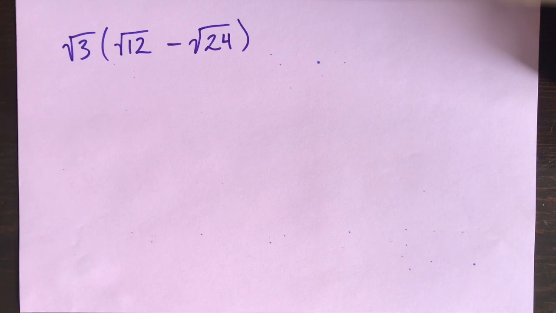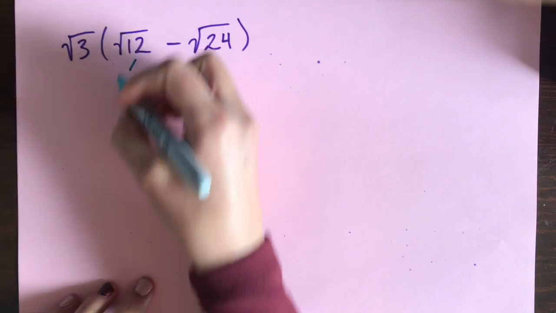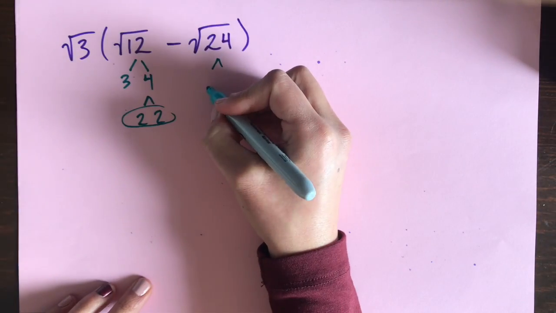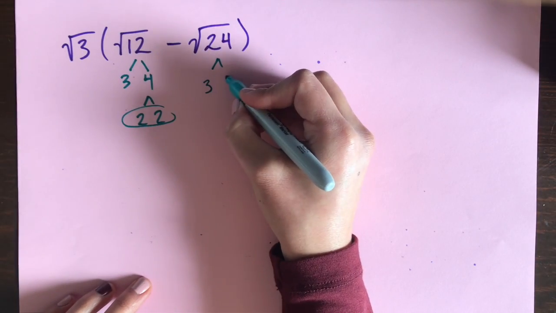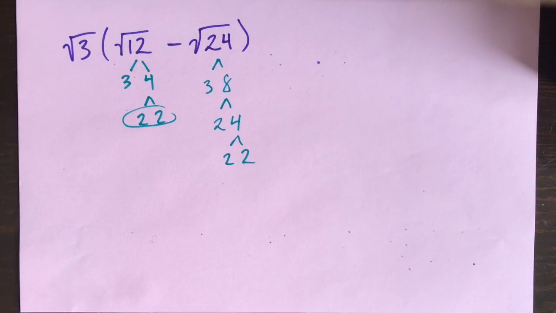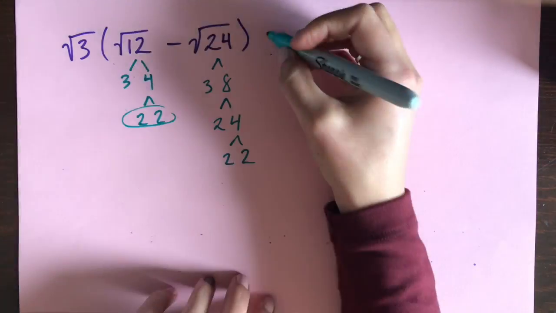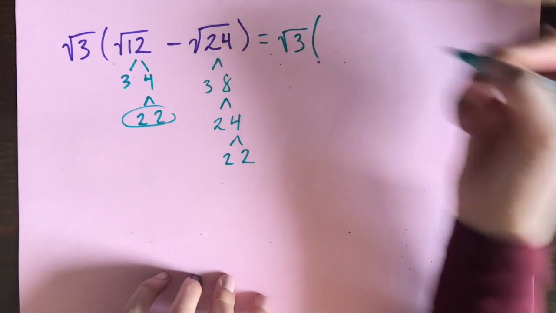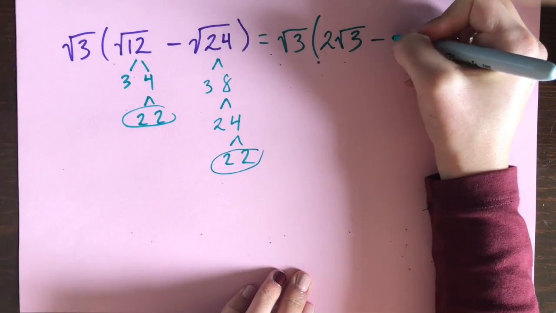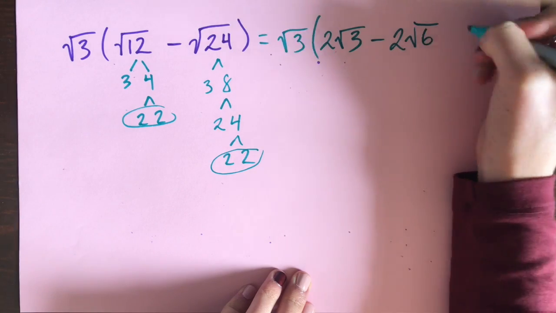So we have rad 3 times rad 12 minus rad 24. I'm going to split rad 12 up into 3, 2, and 2, and then 24 into 3 times 8, 2 times 4, 2 times 2. Okay, so I have a pair of 2's in that second one as well. So I'm going to take the pairs of 2's that I have out. So I'm going to have rad 3 times 2 rad 3, and then minus 2 times rad 6.